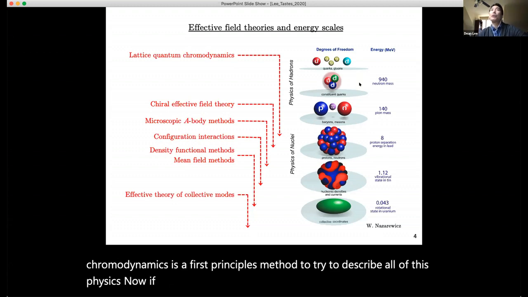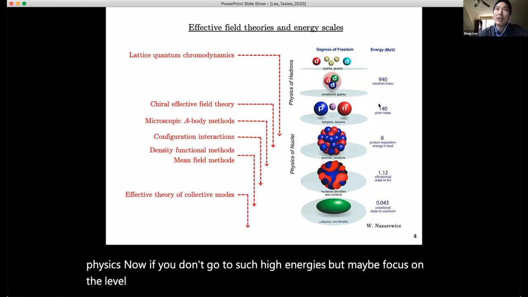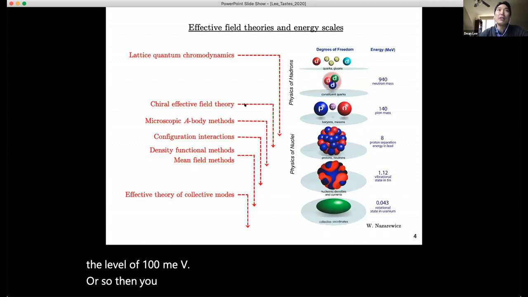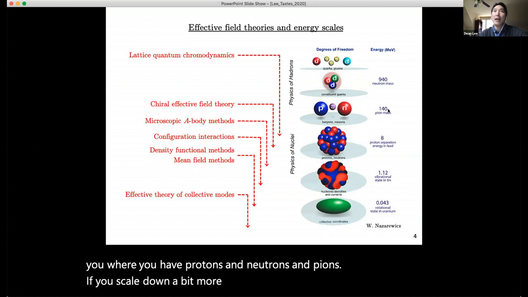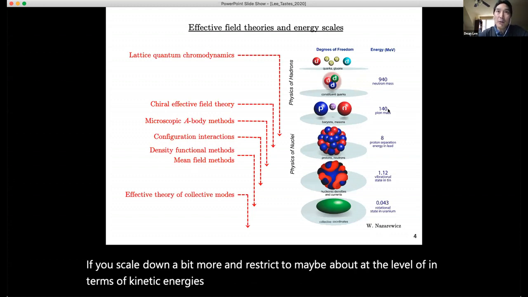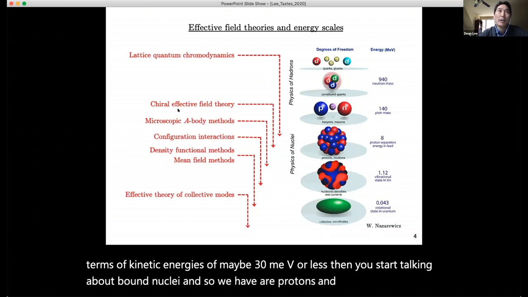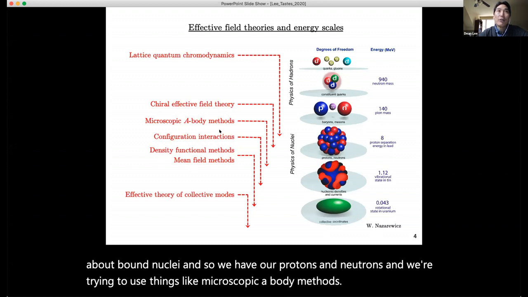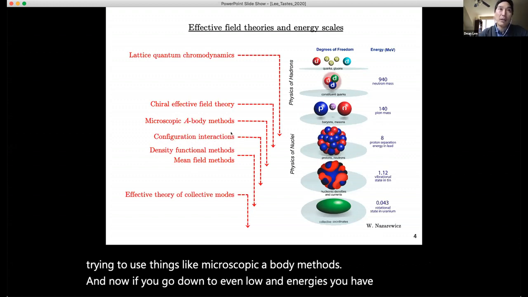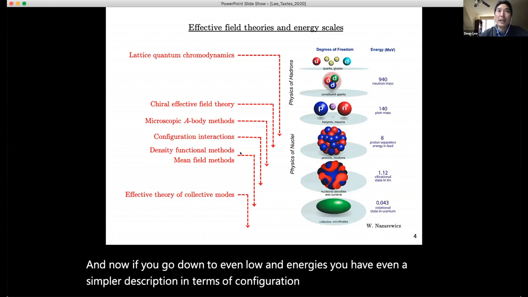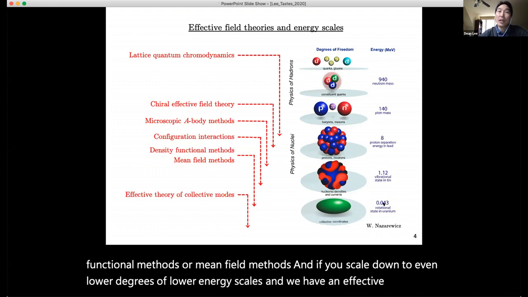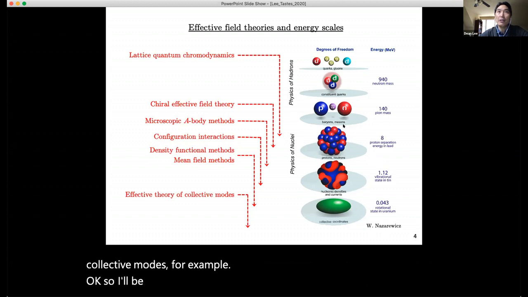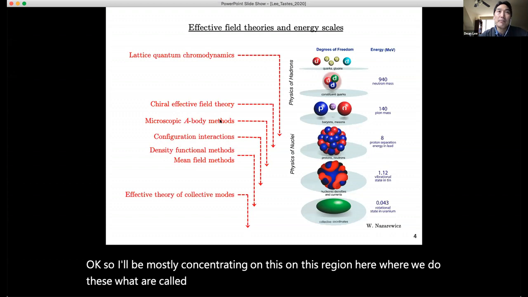Now, if you don't go to such high energies, but focus on the level of about 100 MeV or so, then you can work with chiral effective field theory, as I've been telling you, where you have protons and neutrons and pions. If you scale down a bit more and restrict to kinetic energies of maybe 30 MeV or less, then you start talking about nuclei, with protons and neutrons, and we use microscopic A-body methods. Going to even lower energies, you have a simpler description in terms of configuration interaction, density functional, or mean field methods. And at even lower energy scales, we have an effective theory of collective modes, for example. Okay, so I'll be mostly concentrating on this region here, where we do these microscopic A-body methods.